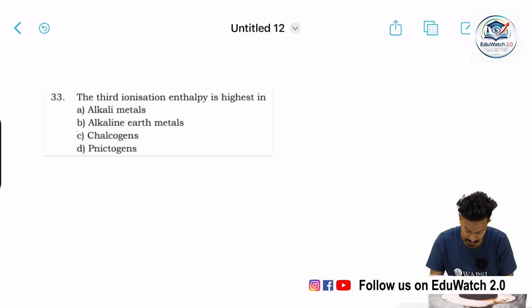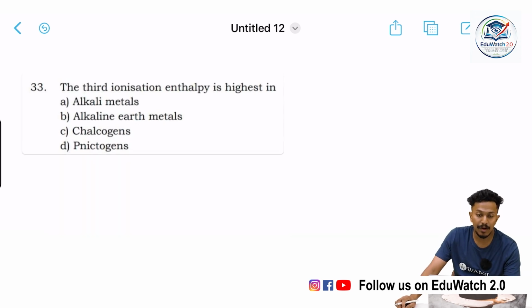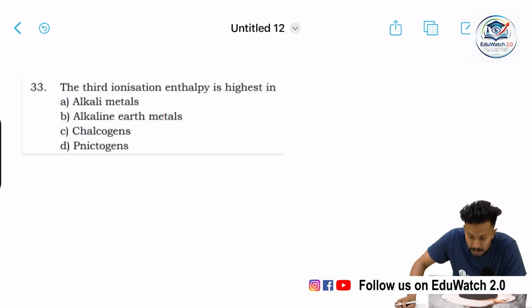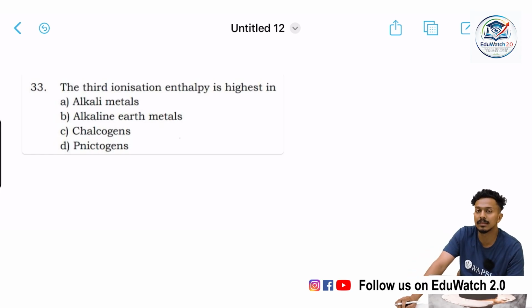Our next question is, the third ionization enthalpy is highest in which of the following? Alkali metals, alkaline earth metals, chalcogens or pnictogens. So this third ionization enthalpy. What do you mean by ionization enthalpy? The energy required to remove the outermost electron from the shell of an atom. This is what ionization enthalpy is. We have to find out the third ionization enthalpy.